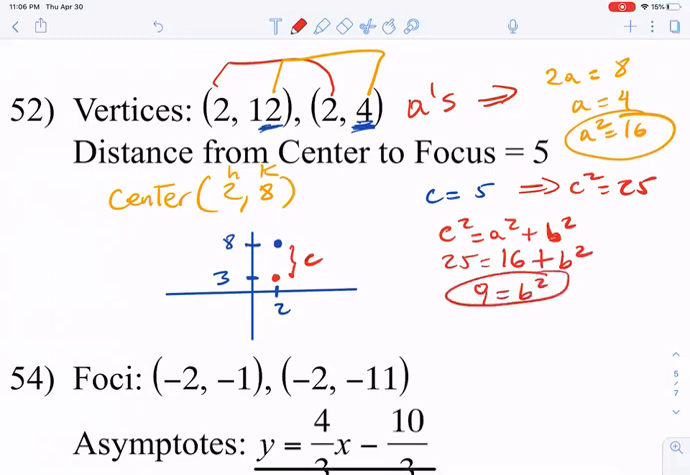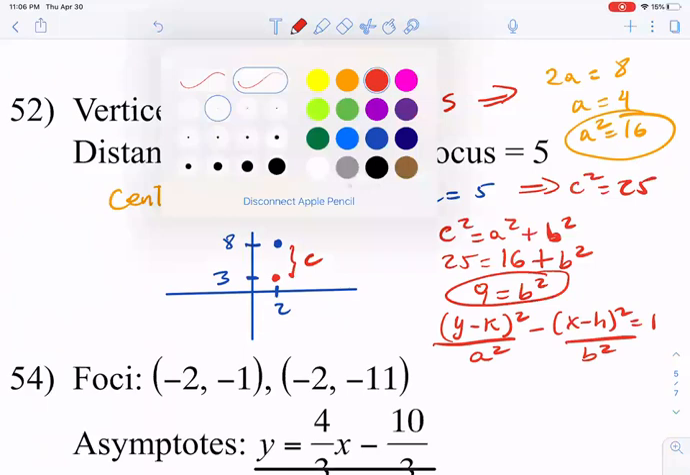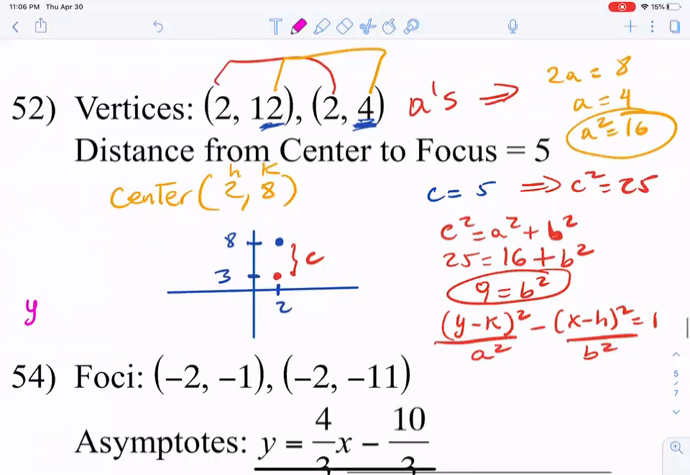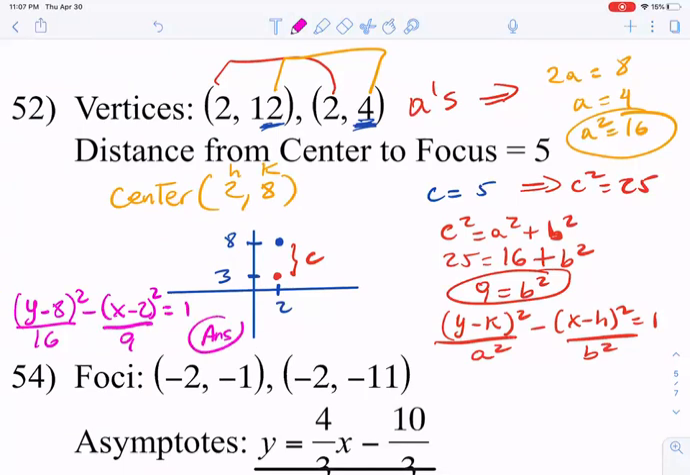So write the equation. We know that this is vertical, right? So this is y minus k squared over A, minus x minus h squared over B, equals 1. Just change the values. So the answer for this problem is y minus 8 squared over 16, minus x minus 2 squared over 9, equals 1. What's A and what's B? A is 16, and B we just found: it's 9. That's the answer.